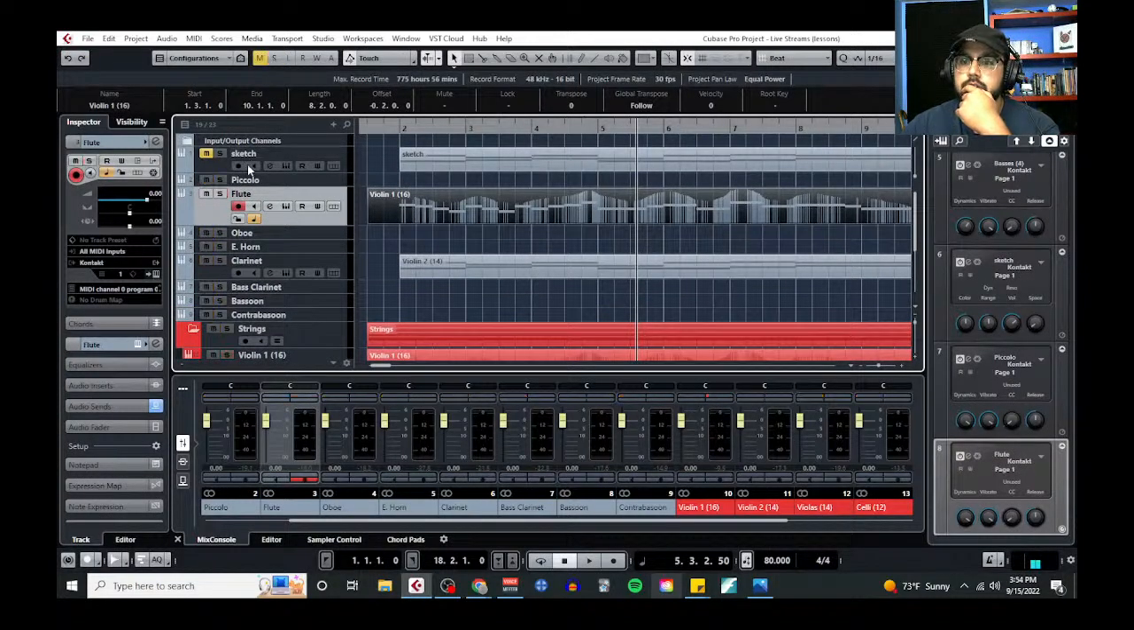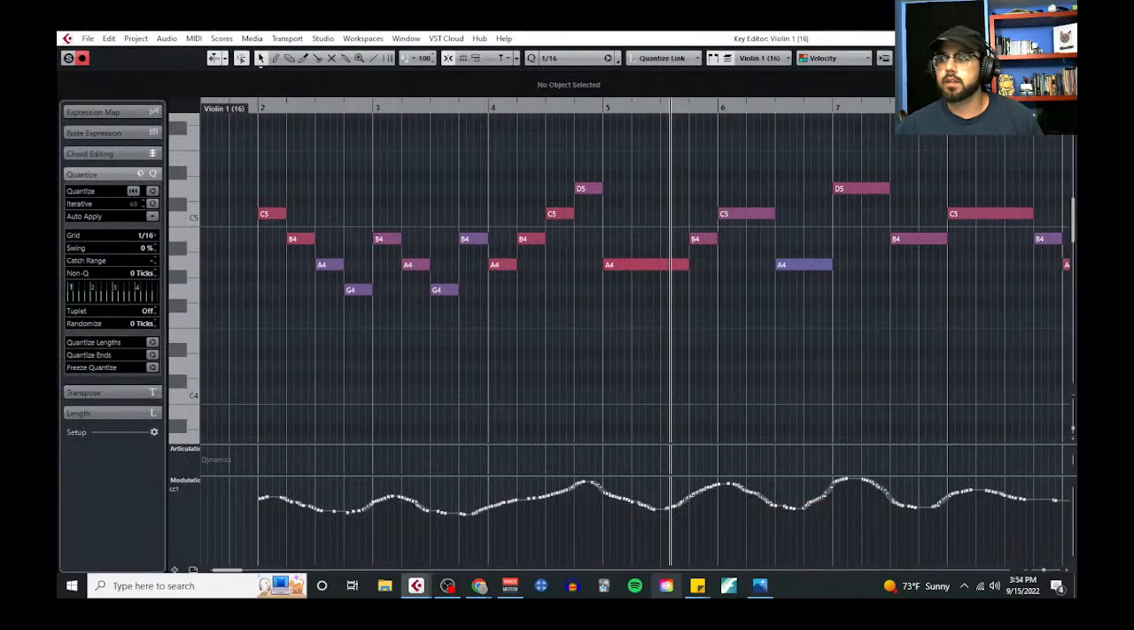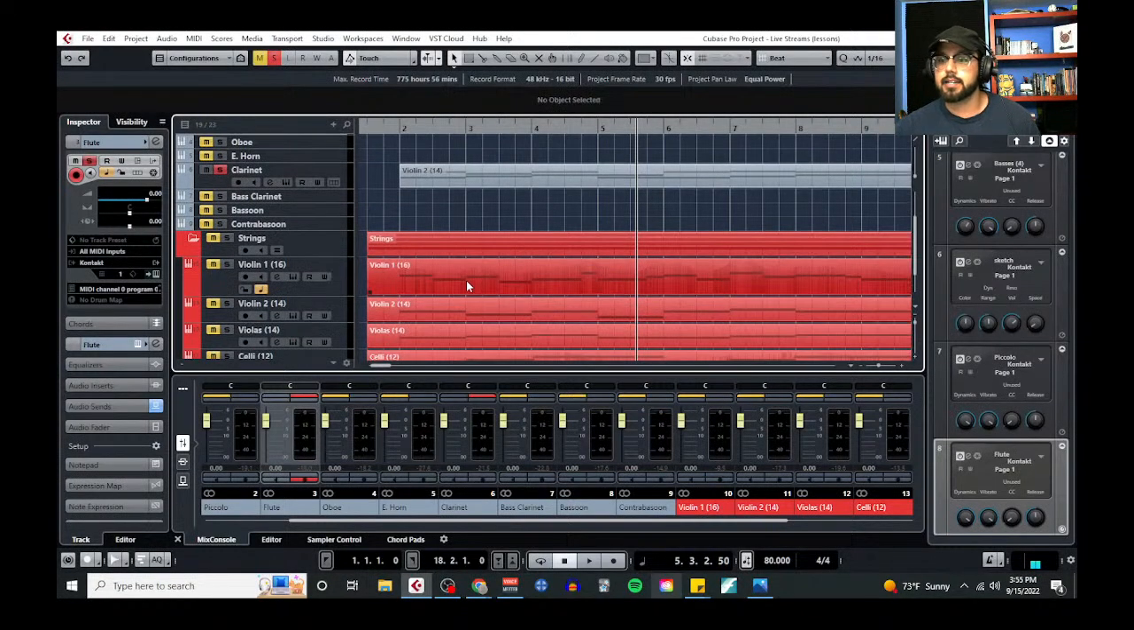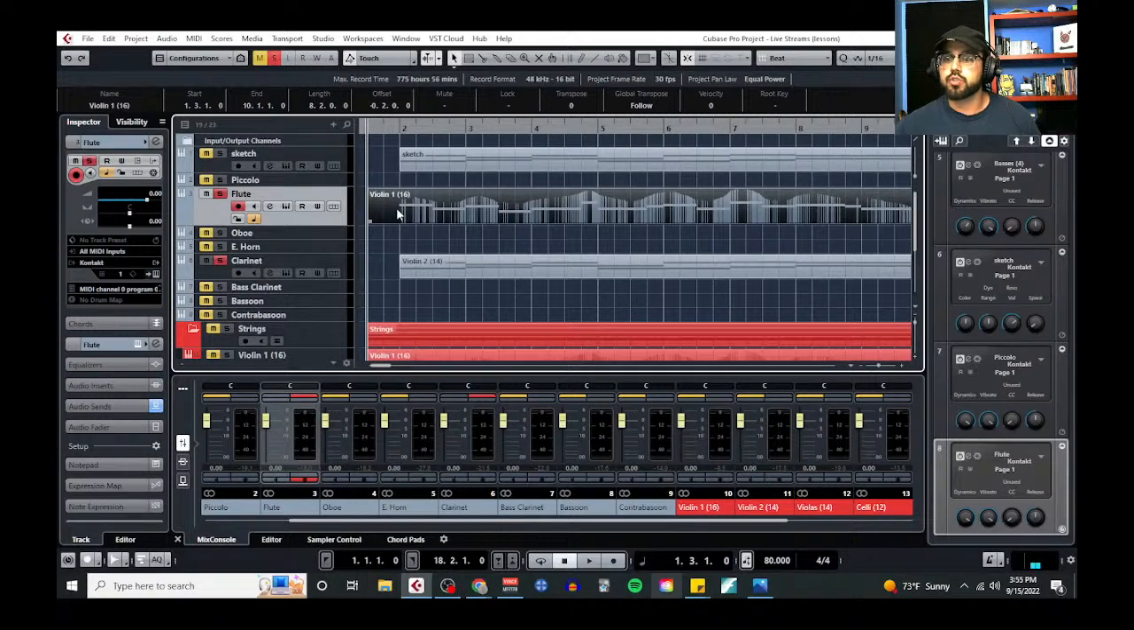In fact, let's solo. We've got the clarinet and flute right now. I'm going to drop the flute. Actually, I'm going to delete the flute, sad as that is. I'm going to highlight the violin again. I'm going to drop that, and what we have is the flute and the clarinets now.